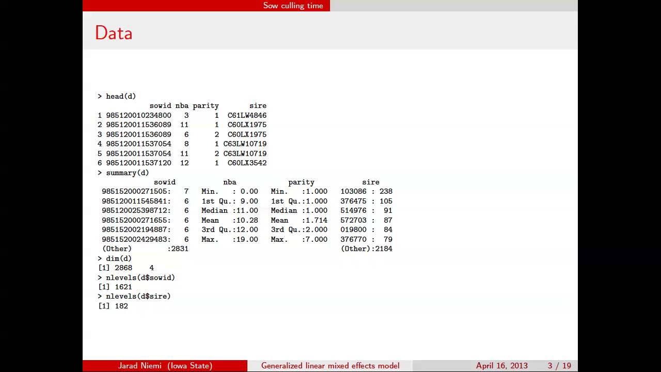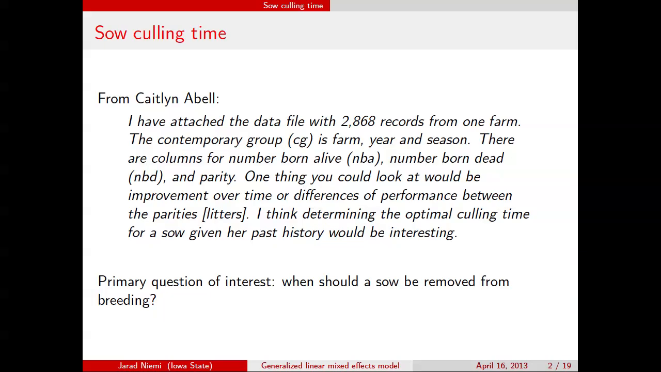All right, so I wanted to mention, before we go too much farther, that this question of interest here is, in the end, going to be a question about a particular sow. Should this sow be retired or should it not be retired?